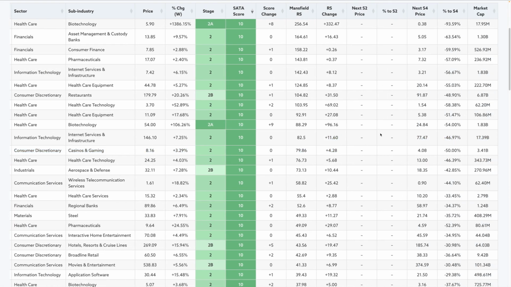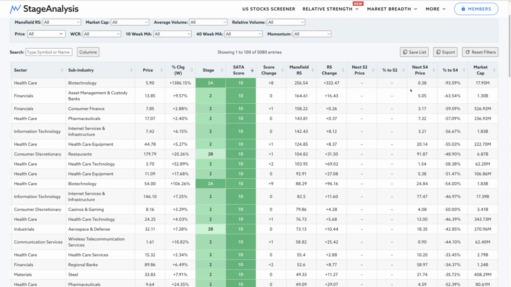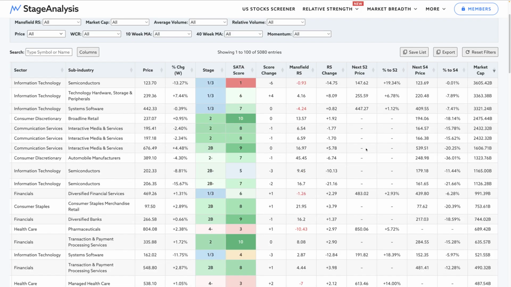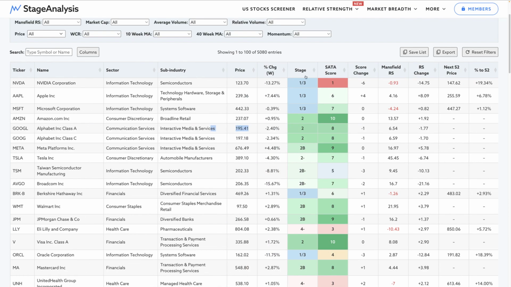Then if we come over here, you can now see that you've got the next stage 4 price on here, and then you've got the next stage 2 price. When a stock's in stage 2, as I said, there is no next stage 2 price. It's already in stage 2. So these two columns will just have a dash in them. But if we flip it by the market cap, we start to get a mix, because we've got some stage 1, 3s and 4s, etc.